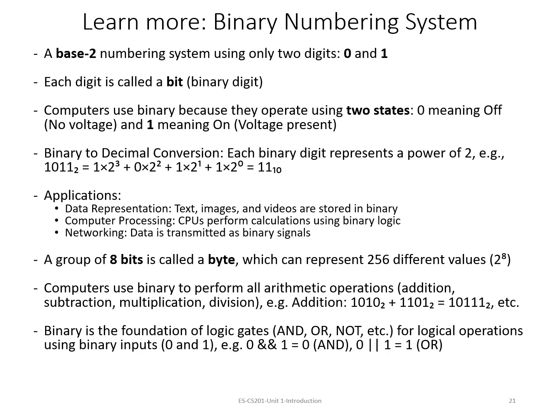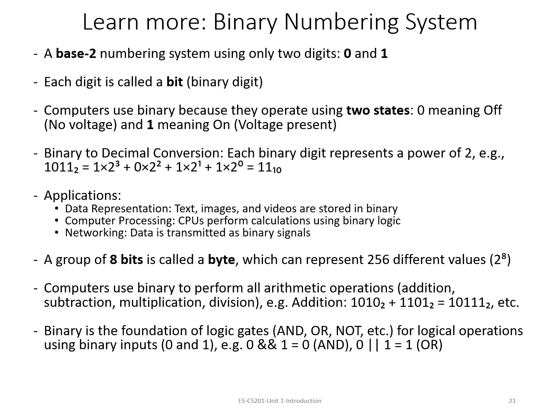Learn more: binary numbering system. A base 2 numbering system using only 2 digits, 0 and 1. Each digit is called a bit, binary digit. Computers use binary because they operate using 2 states, 0 meaning off, no voltage, and 1 meaning on, voltage present.